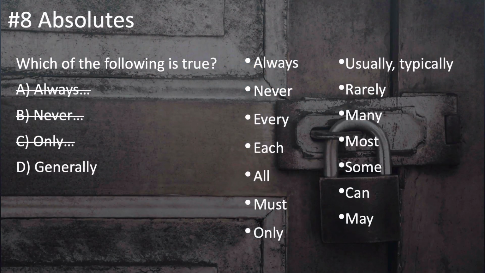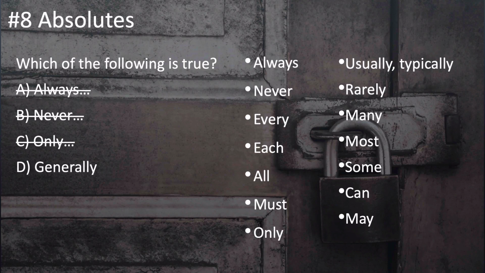The 8th type of question are questions that are absolutes. Absolutes are words like always, never, every, each, all, must, only. These words are dangerous because, especially in project management, you're meant to adapt all of these principles and processes to your particular project. And so absolutes are very rarely true. So when you find a question that says which of the following is true, and the answers include these absolute words, watch out for those and be careful with them.